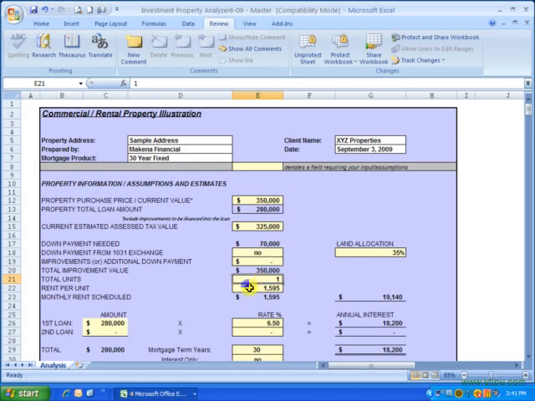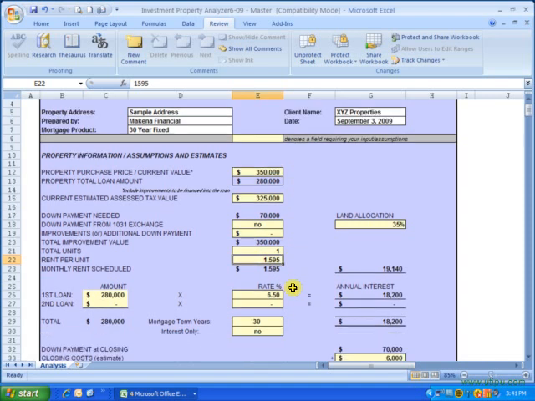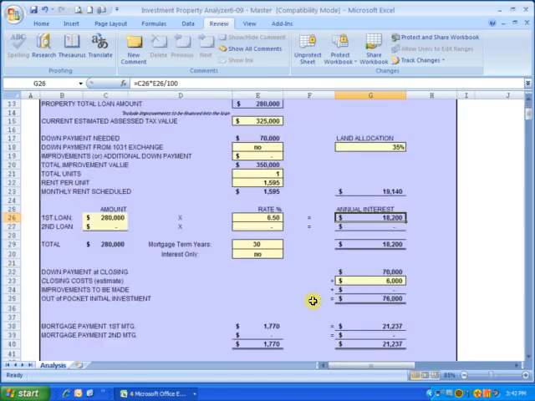It's a single unit property, and we anticipate earning $1,595 a month in rental income. We can plug in the loan information, $280,000 at a rate of 6.5%, for example, a 30-year mortgage. It is not interest only. And what you'll see is it's already starting to calculate on an annual basis how much rent we expect to receive, how much interest we expect to pay per year.